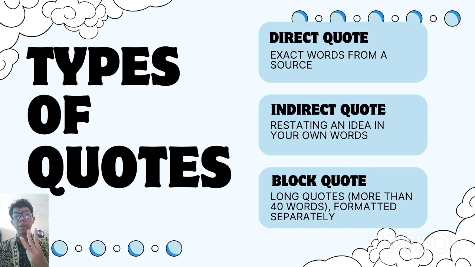Next is the types of quotes. There are three types of quotes. The first is direct quote. It uses the exact words from the source, so we will not change anything from the source. The second is indirect quotes. We will restate an idea in our own words, so we will rephrase the ideas from the source so it will not be similar to the source.